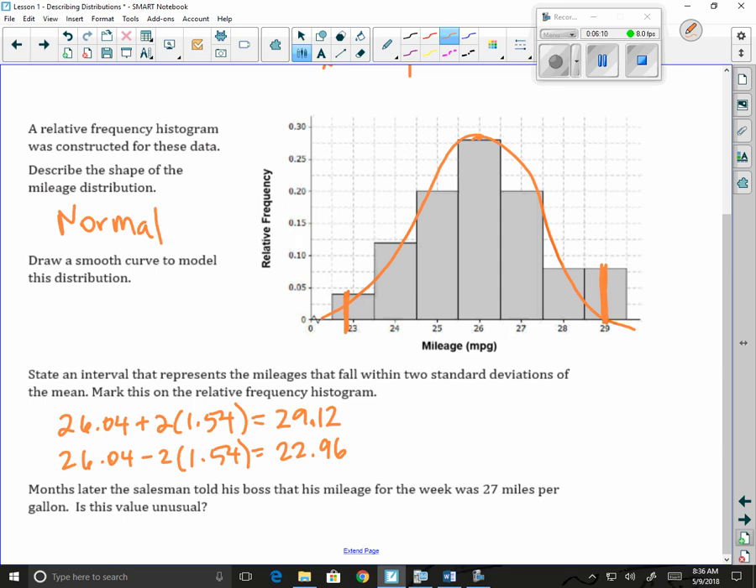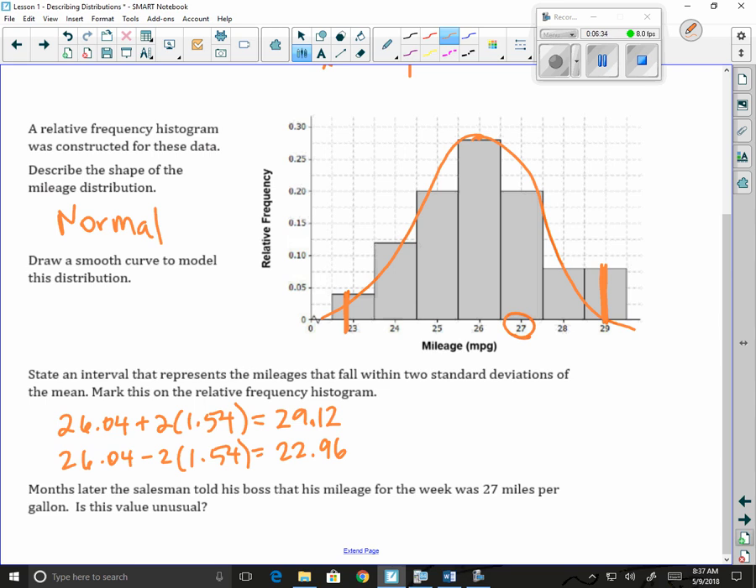The next question is the interesting part here, and this is what we're going to start to get to as we get further into this unit. It says, months later, the salesman told his boss that the mileage for that week was 27 miles. Is this unusual? And the answer is no, right? If we look at 27, it's kind of close to the mean. It's within about 1 standard deviation of the mean, so that's relatively normal.